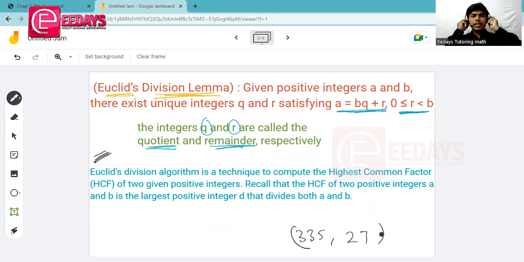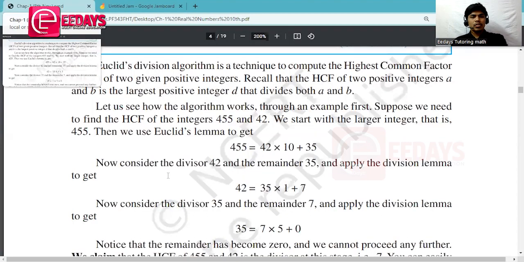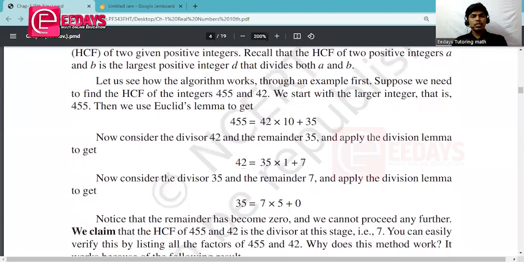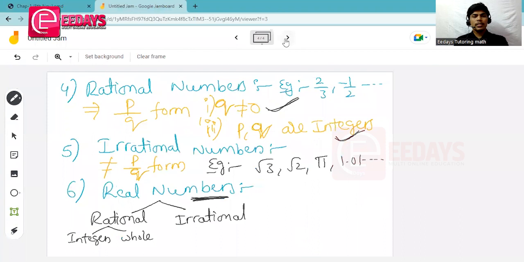How can you find the HCF? You can apply the division algorithm, the Euclid lemma algorithm. Okay. So let's solve one question, then you can understand in a better way. Observe the example question they have given. You need to find the HCF of 455, 42. Let's do this example.